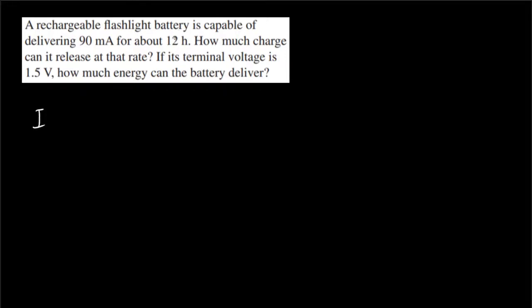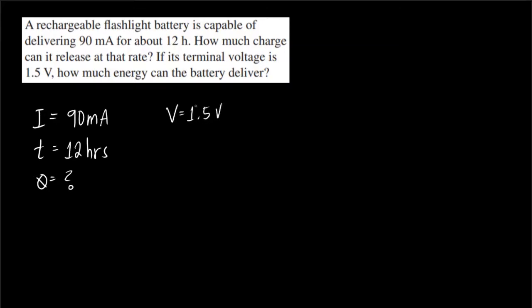Since it's a battery we're talking about, it's DC, so use big letter I: 90 milliamperes for about 12 hours. So our time is 12 hours. How much charge can it release at that rate? So Q is what we are looking for. Another: if its terminal voltage is 1.5 volts, how much energy can the battery deliver?